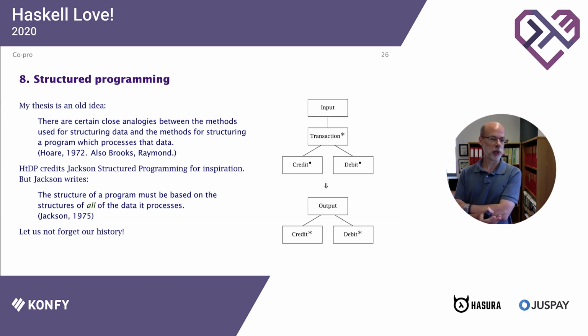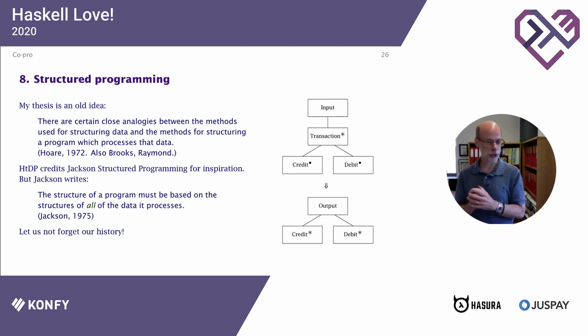And there are also nice quotes by Fred Brooks and Eric Raymond about data structure being the thing that explains your program better. In fact, How to Design Programs, the book, credits this approach called Jackson Structured Programming by Michael Jackson, a different Michael Jackson, from 1975, with the argument that program structure is determined by data structure. But in that book, Michael Jackson writes, the structure of a program must be based on the structures of all the data it processes. So not just the input data, also the output data.